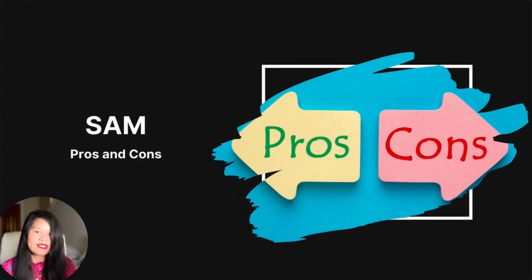All right, so now let's look at some of the pros and cons of the SAM model. One of the strengths of the SAM model is its flexibility. Because the model is iterative, it allows for ongoing feedback and revision throughout the development process. This can lead to a more effective and engaging e-learning course.